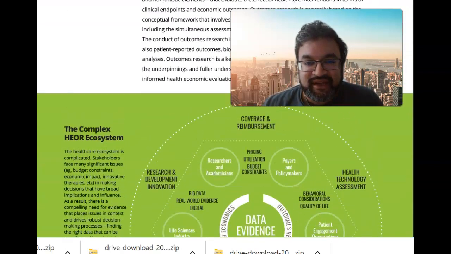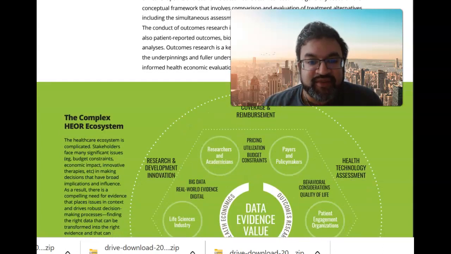If you look at the HEOR ecosystem, it's very complex. The healthcare ecosystem is combined with stakeholders who face many significant issues like budgetary constraints, economic impact, innovative therapies, etc. So as you can see, the healthcare system is always struggling for more money. Implications, and as a result, there is compelling need for evidence that places issues in context and drives robust decision-making processes, finding the right data that can be transformed.